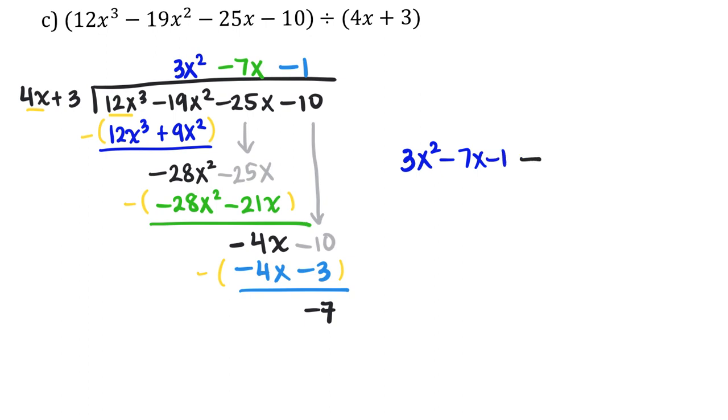I'm going to make it minus 7 over, what did I divide by? 4x plus 3. You could also write plus here, but then you have to put a negative on the 7 up there. That's my answer as a mixed fraction.